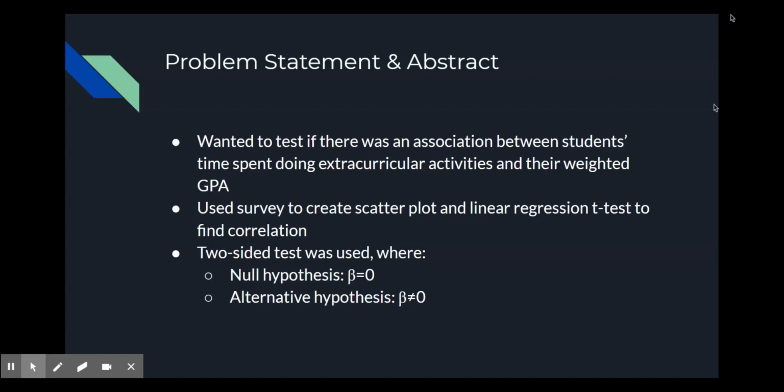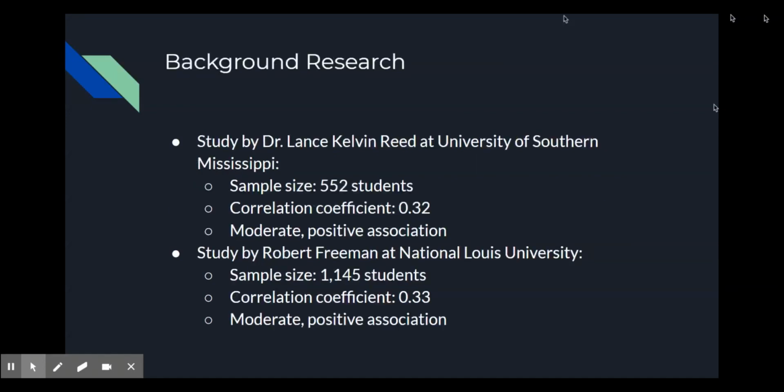Since we were not sure what the correlation would be, a two-sided linear regression t-test would be able to tell us if there was any kind of association. There have been many studies dealing with the association between extracurricular activities and GPA. Two studies have been done by Dr. Lance Kelvin Reed and Robert Freeman, both of which concluded there was a moderate positive association. This leads us to believe we will reach similar results between the association of extracurricular participation and GPA.